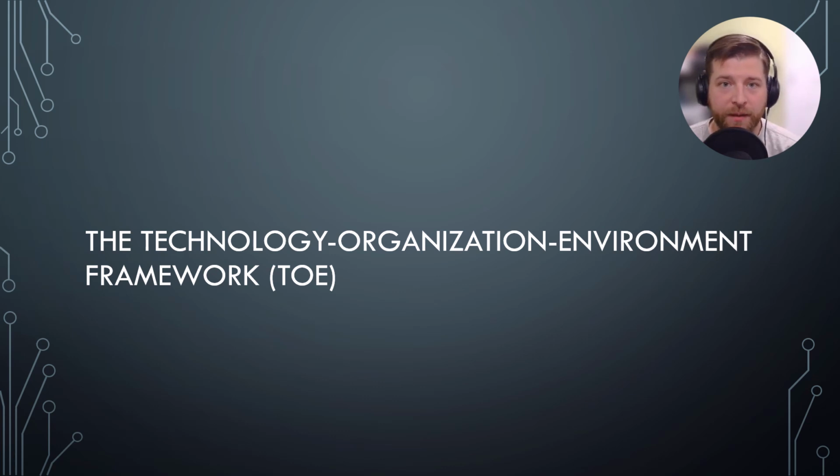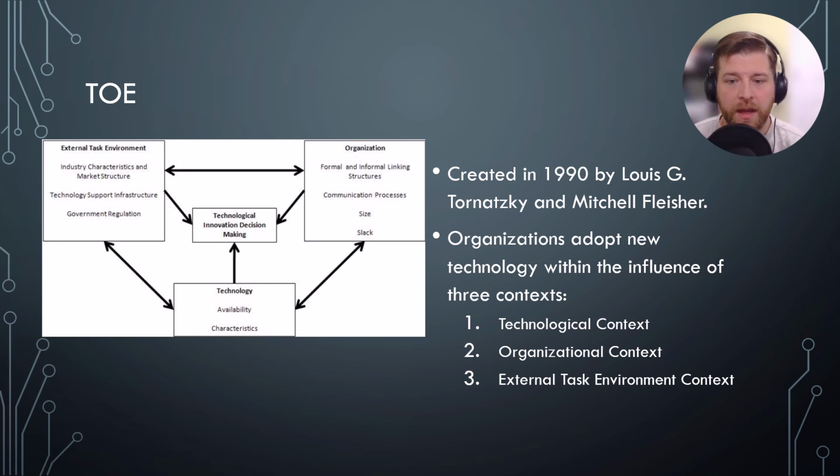The first of these frameworks that we're going to talk about in depth is TOE. TOE was created in 1990 by Louis G. Tornatzky and Mitchell Fleischer. This model is designed to explain how organizations adopt new technology within the influence of three contexts: the technological context, the organizational context, and the external task environment. You can see on the left an image showing the model and how the three constructs interact with each other to lead to technological innovation decision making.